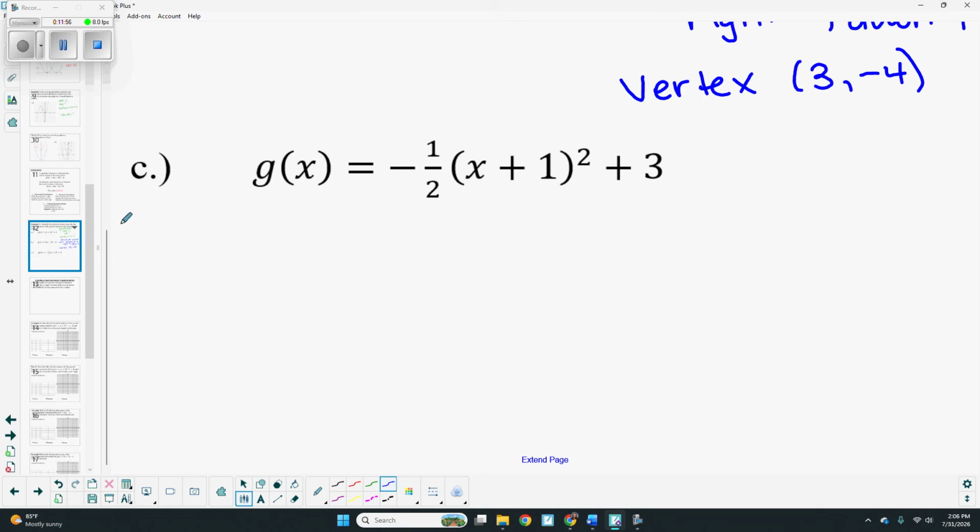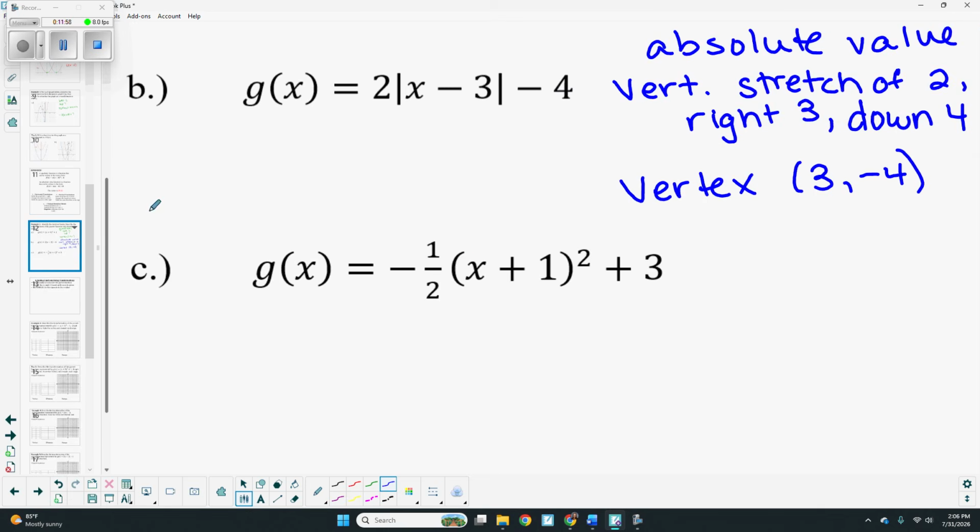Okay, so for our last one here, I see the squaring, the parentheses with the squaring. So we're going to say this is a quadratic function family. There's a negative, so we have a reflection over the x-axis.